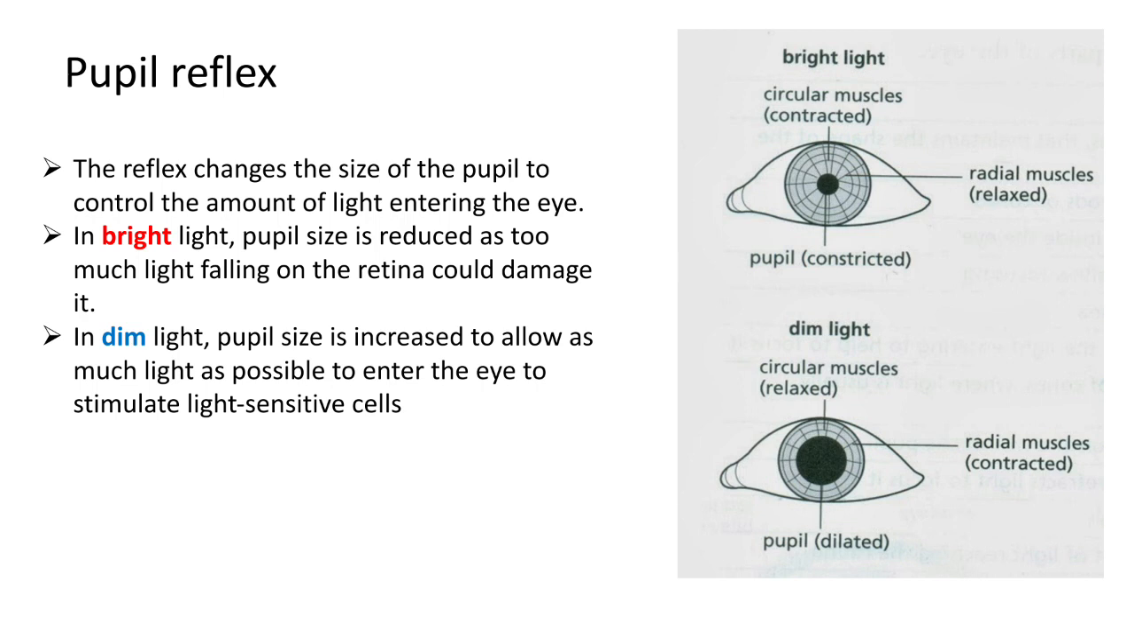Next, pupil reflex. The reflex changes the size of the pupil to control the amount of light entering the eye. In bright light, pupil size is reduced as too much light falling on the retina could damage it. In dim light, pupil size is increased to allow as much light as possible to enter the eye to stimulate light-sensitive cells. So if you look at the diagram on the right, at the top, when there is bright light, the pupil will be made smaller so that not too much light enters, because it can damage the retina. If you look at the bottom, when it is dim light, the pupil will be enlarged.